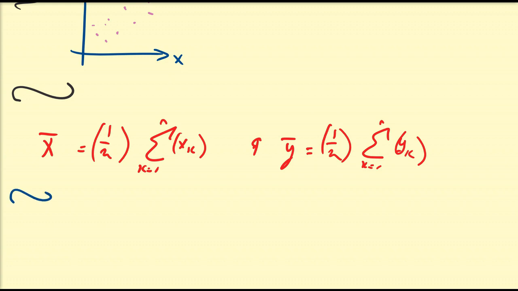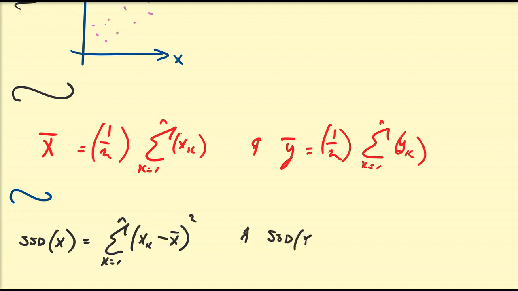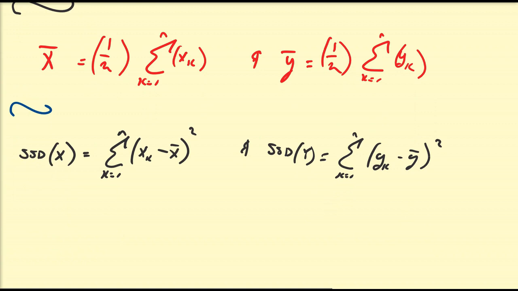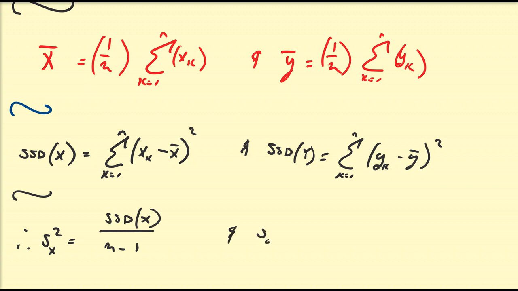Also, we have two formulas, namely the sum of squared differences for my x values, which is the sum from k equals 1 to n of our x values minus the mean, the quantity squared, and the sum of the squared differences of our y values, which is equal to the sum from k equals 1 to n of y sub k minus the average of y, squared. From here, we can define our variance. The variance of x is equal to the sum of the squared differences of x divided by n minus 1, and the variance of y is equal to the sum of the squared differences of y divided by n minus 1.